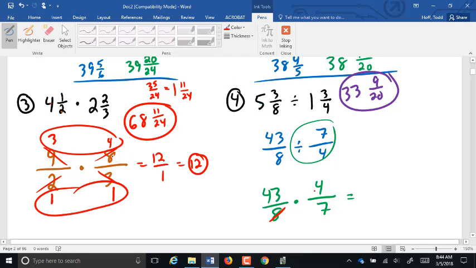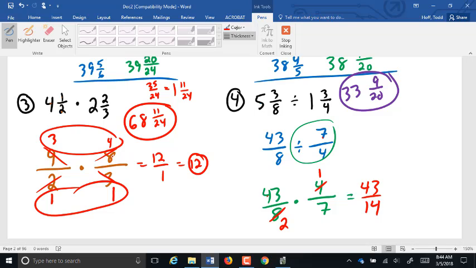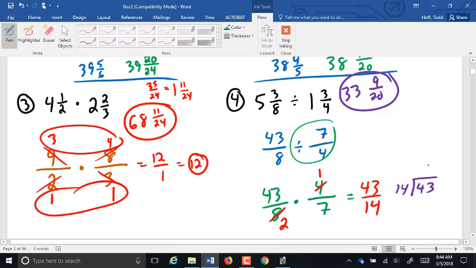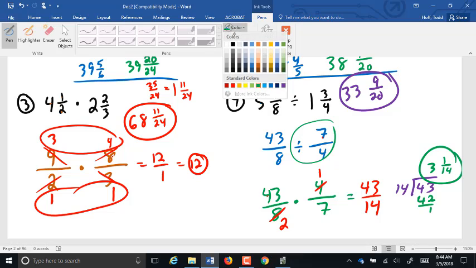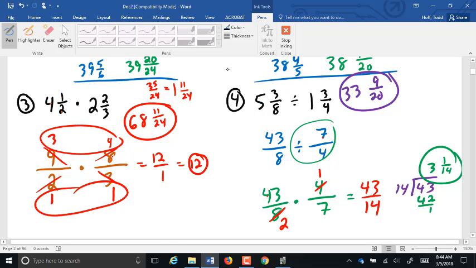Now we can cross cancel 8 and 4, both divide by 4. 4 divided by 4 is 1, and 8 divided by 4 is 2. So 43 times 1 is 43. 2 times 7 is 14. If I divide that out, 14 goes into 43 3 times. That would be 42 with 1 left over. So that is 3 and 1/14. Any questions? Okay.